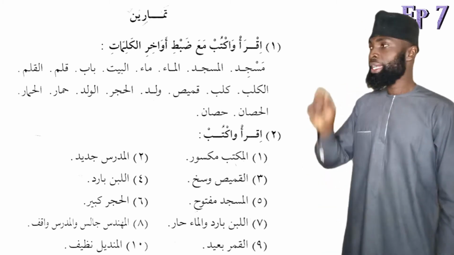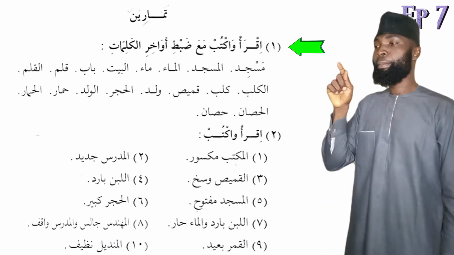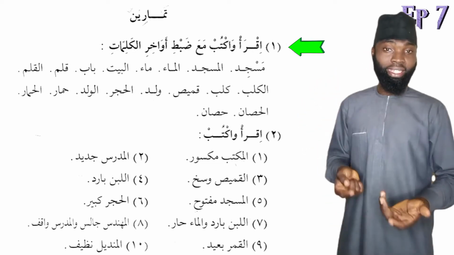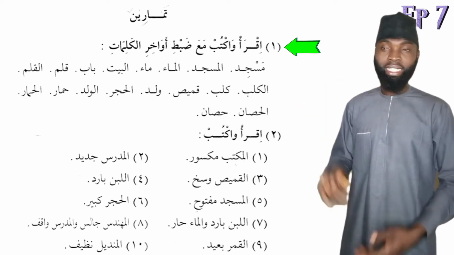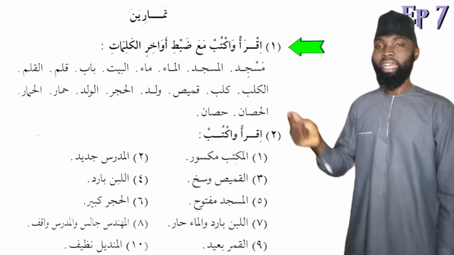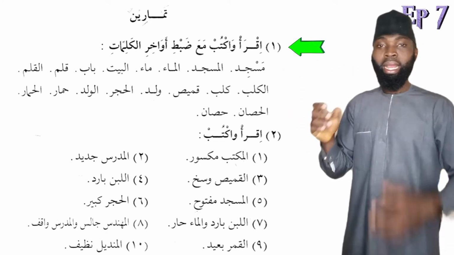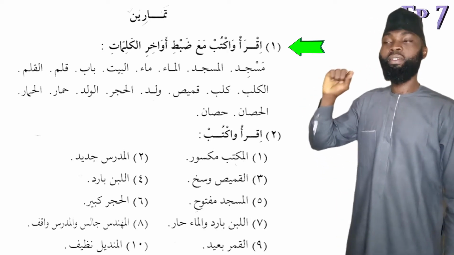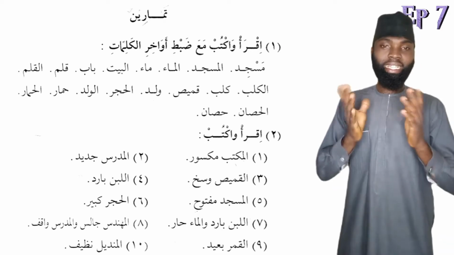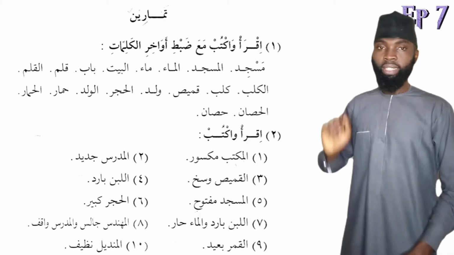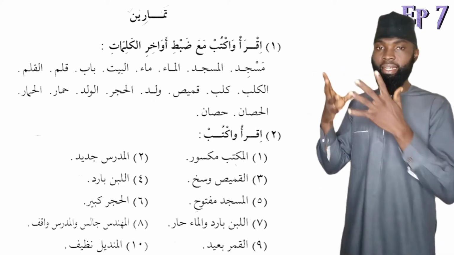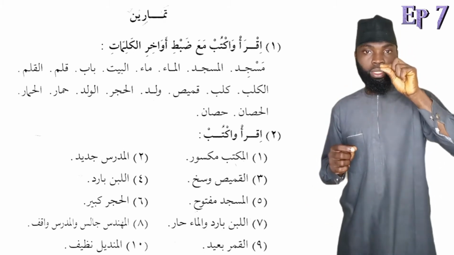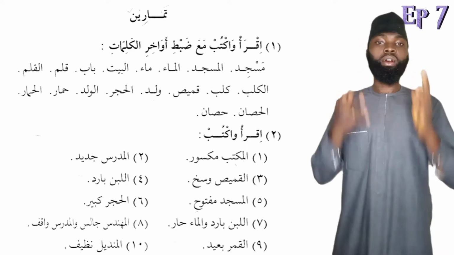So the first one, Iqra waktub ma'adabti awakhiril kalimat. Iqra, you know the meaning. Waktub, you also know that. Ma'adabti awakhiril kalimat. Read and write, and make sure you record the ending of the words. What this means is that each of the words given has an ending, a letter ending the word. So that letter, you should make sure you recognize what vowel to be placed on the letter.